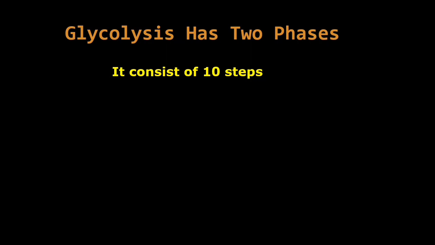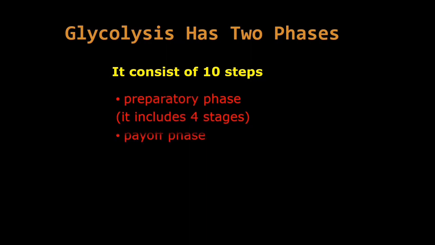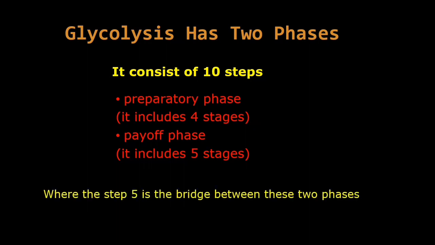The first phase of glycolysis is called the preparatory phase. It includes 4 stages, and the other is the payoff phase, which includes 5 stages. Step number 5 is the bridge between these two phases.